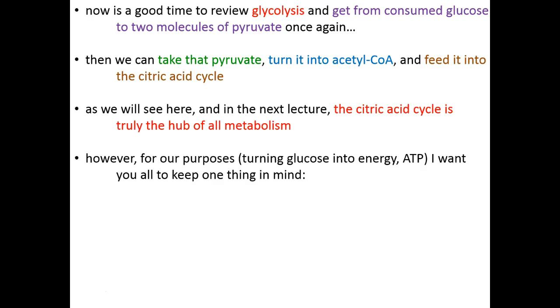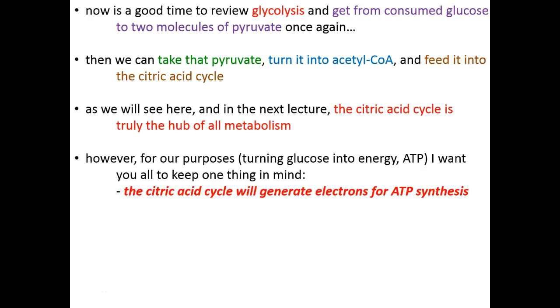But for now, what I'd like you to think of the citric acid cycle as is a mechanism or a step in glucose metabolism, and more specifically, I'd like you to keep one thing in mind. The citric acid cycle is an electron harvesting process. The citric acid cycle exists in glucose metabolism to rip electrons from the carbons of glucose, now in pyruvate, and use those electrons for ATP synthesis. That's its primary role in glucose metabolism.